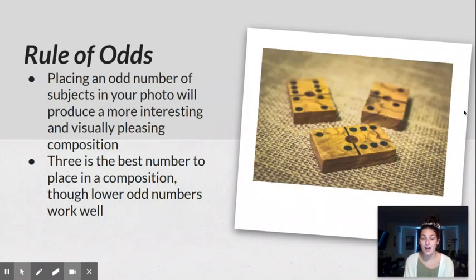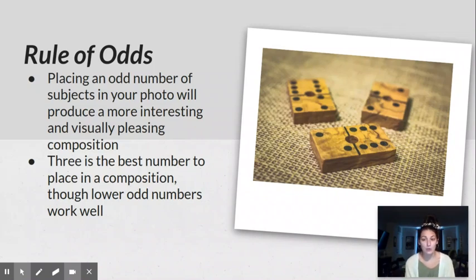The rule of odds. So this one is similar to the rule of thirds. 3 is like a big number in photography. So the rule of odds states that when you're including a group of subjects in your photo, an odd number rather than an even number will produce a more interesting and more visually pleasing composition.